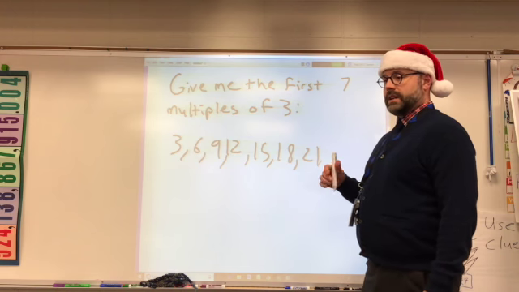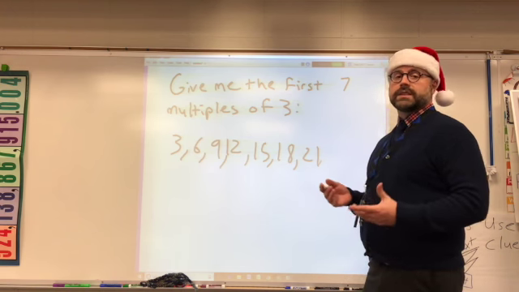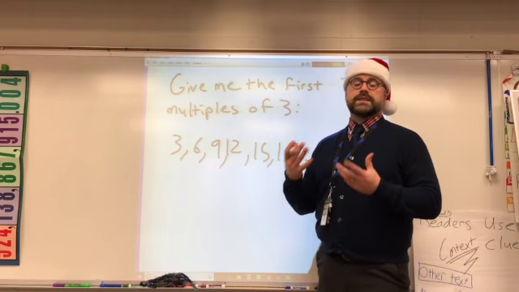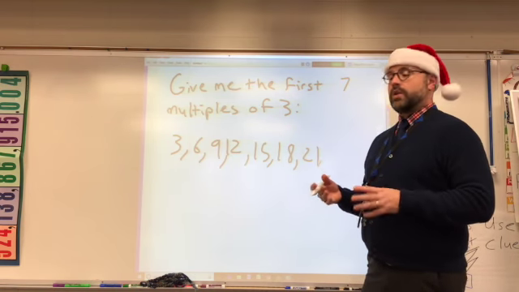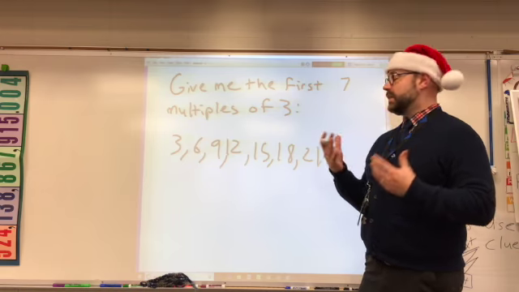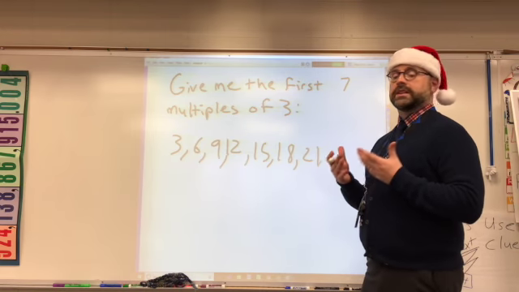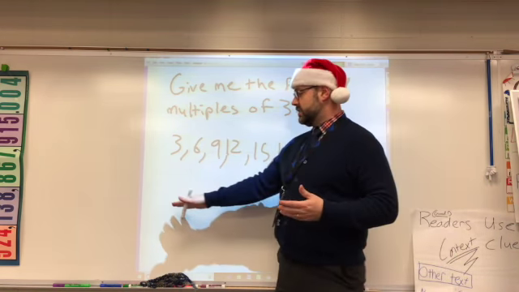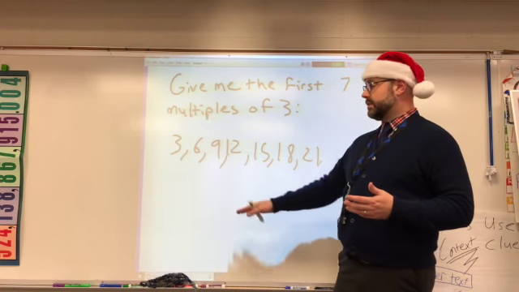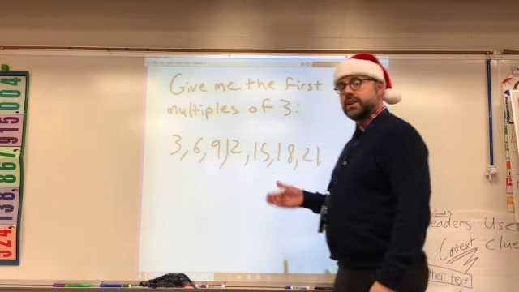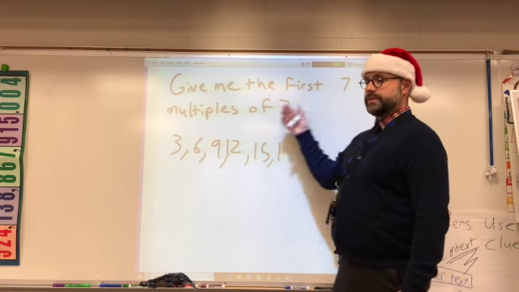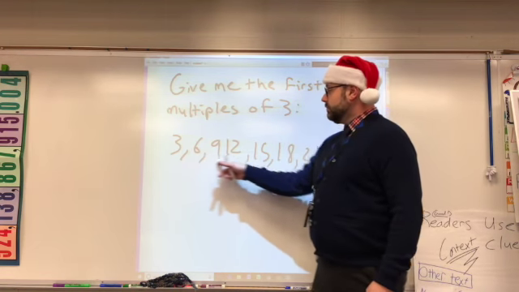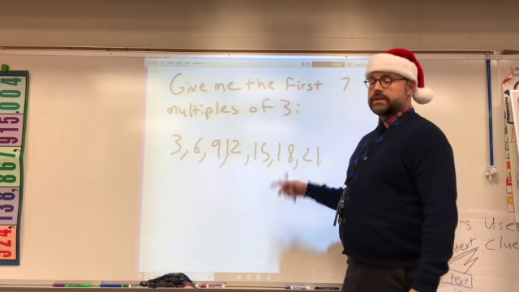Okay? You're going to have an assignment, and I'm going to ask you for the first 6 multiples of the number 4, or the first 6 multiples of the number 10, something like that. And you're just going to say the first 6 multiples. You're going to skip count by that number. The first 7 multiples of 3. Skip count by 3 7 times.